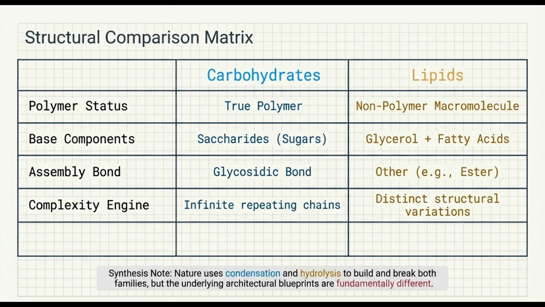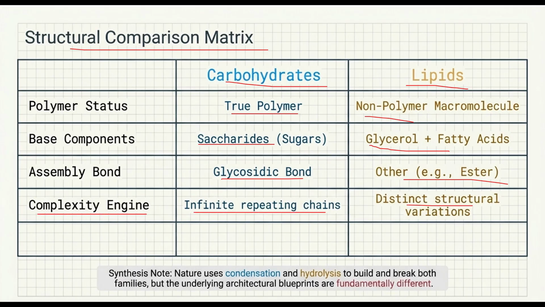Now let's see the comparison. Okay, carbohydrates and lipids. So what is the polymer status? It is a true polymer. It is a non-polymer. And the base components are saccharides here, that is sugars. Here it is glycerol and fatty acids. And what is the assembly bond? Glycosidic bond. Here we have ester or something else. And then complexity engine, infinite repeating chains. It is distinct structural variations, right?